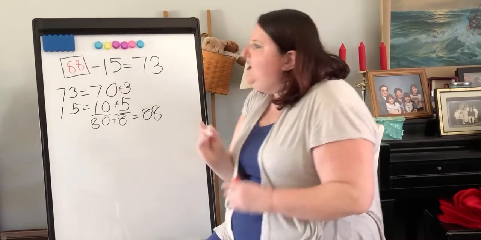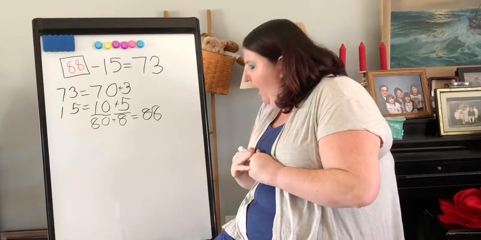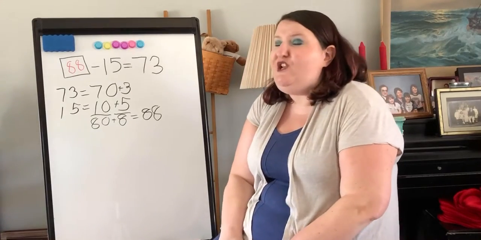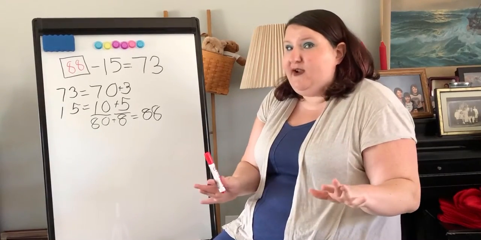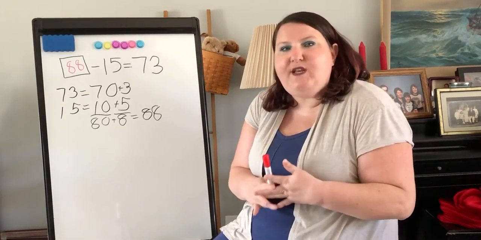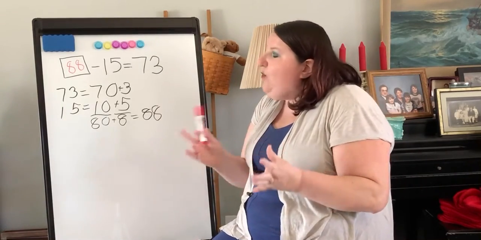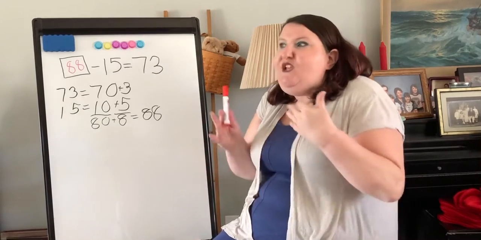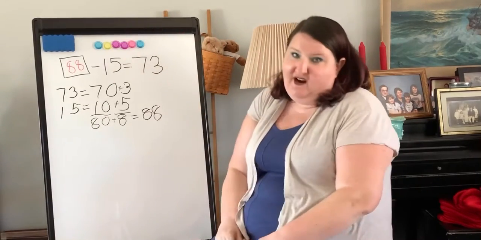So boys and girls, that means that our missing quantity is in fact 88. I'm sure that you're used to your teacher saying to you, did you double check your answer? Can you solve it a different way? And that's what we're now going to do. We're going to take this work and we're going to solve it a different way, therefore double checking our answer.